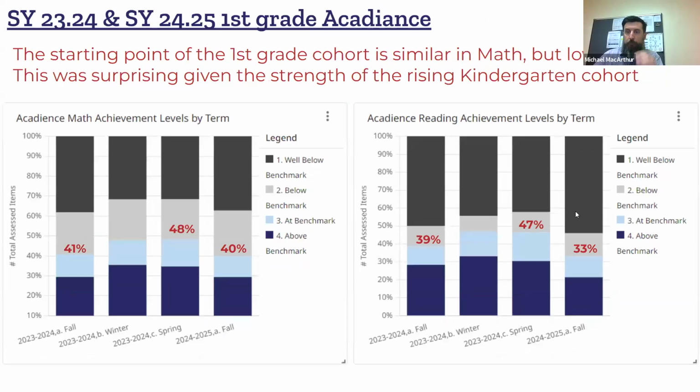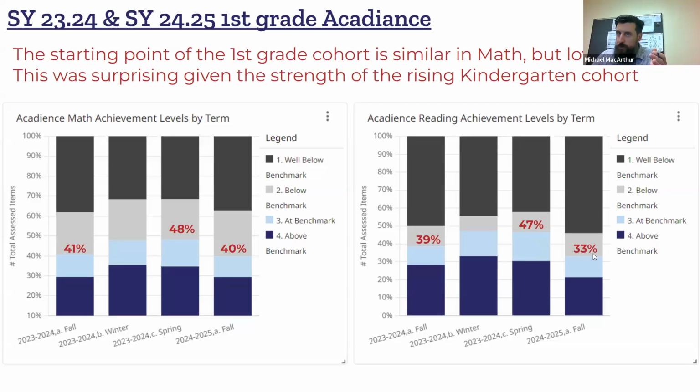Now we're going to move on to first grade. So in first grade, we saw a similar trend. In math, we started the year at 41% at or above benchmark and moved up to 48, so a 7 percentage point increase. The starting point of our students this year is pretty similar to what we experienced last year. So 41% last year to 40% this year. Moving over to reading, you'll see that we went from 39% of students at or above benchmark to 47, so nice gain there. But we're starting this year a little bit behind where we did last year.